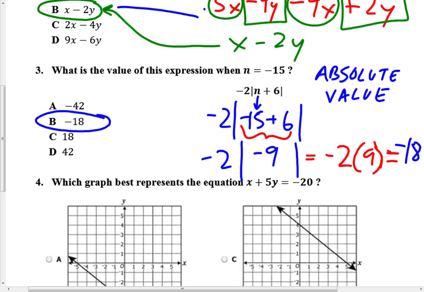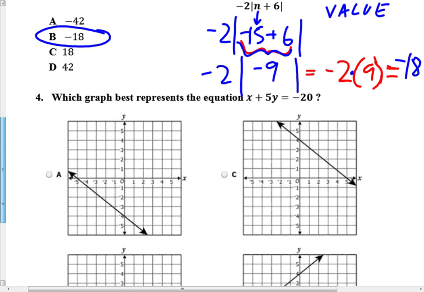Take a look. Is that fixable? Some people changed the 15 too early. Some people did distribution. You got to do all the work inside, get that number, then do absolute value. Final step is the multiplication. Is that fixable? Easily fixable.